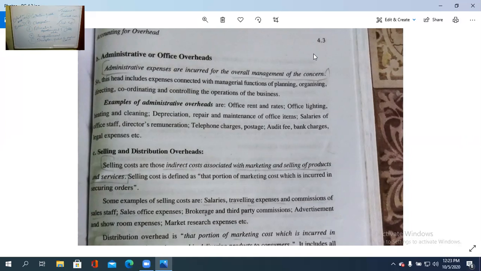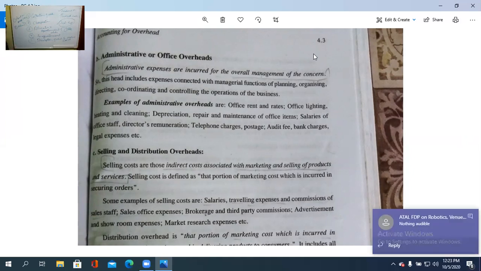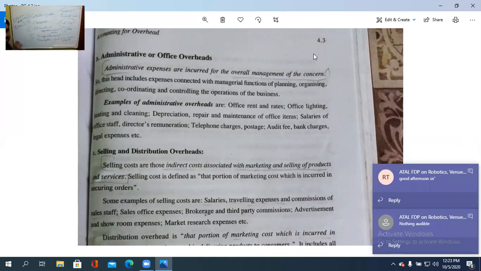Then selling and distribution overhead. Selling costs are those indirect costs associated with the marketing and selling of products or services. That is, that portion of the marketing cost which is incurred in securing the order. Whatever expenses come for securing the order, for selling, that is another type of indirect cost, that is the selling cost.